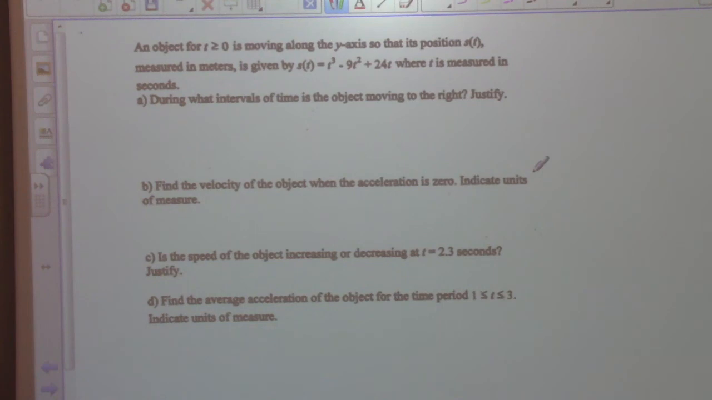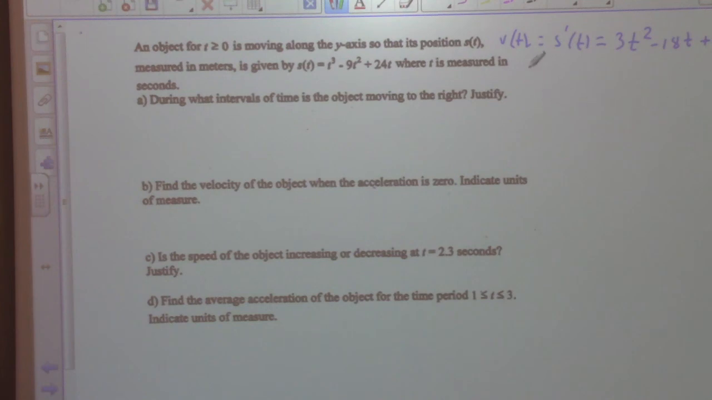So how do we find our critical numbers here? We have to set the prime equal to 0. So let's go find the prime. We're going to say v of t is equal to s prime of t, which is 3t squared minus 18t plus 24. And then you can take out that 3.